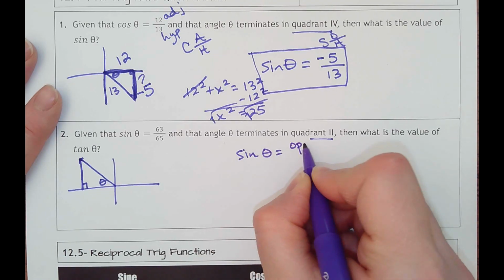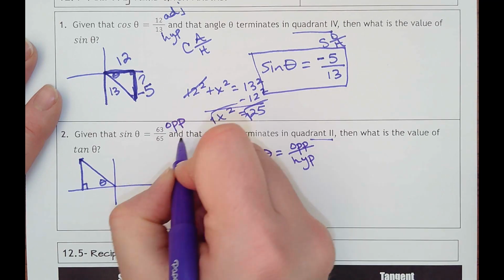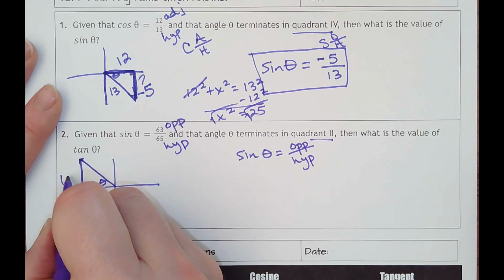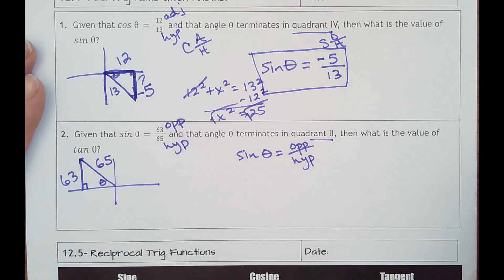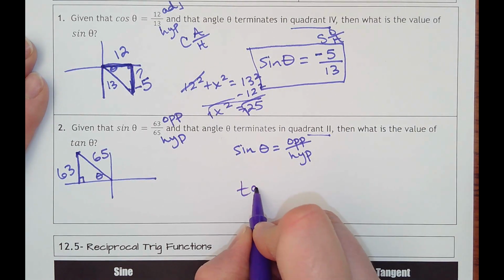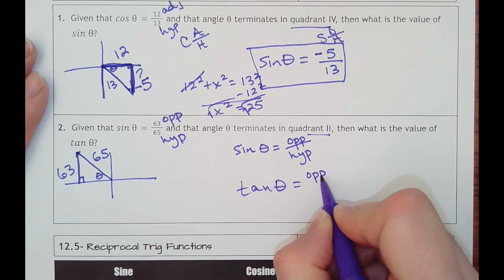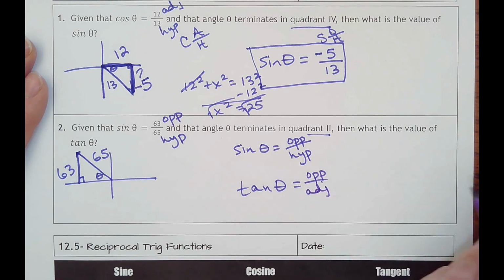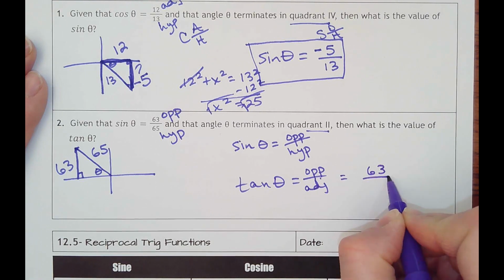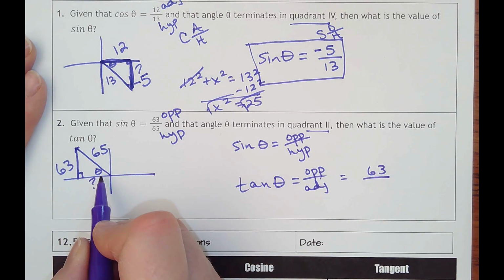Sine is SOH, it's opposite over hypotenuse. So the 63 is the opposite leg, 65 is the hypotenuse from this angle. So it'd be 63, 65. Okay, and so then I want tangent from that angle, which is TOA, opposite over adjacent. I have the opposite, so I already know that's 63. I just don't know what the adjacent leg is, but I'm going to use Pythagorean theorem to find it.